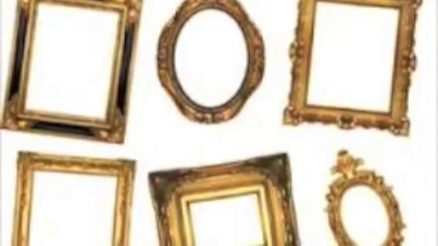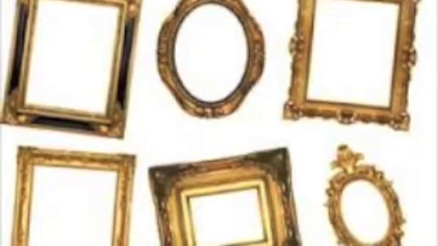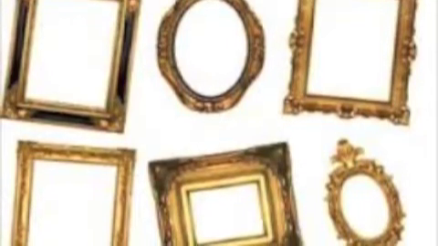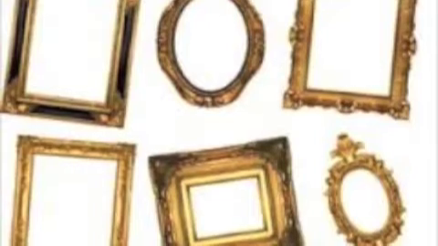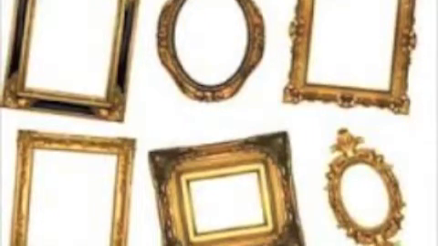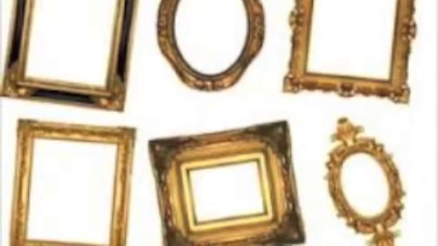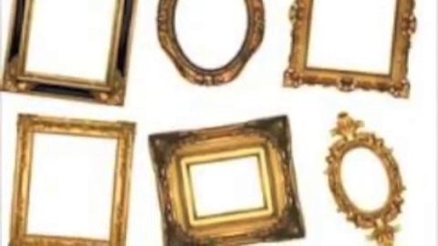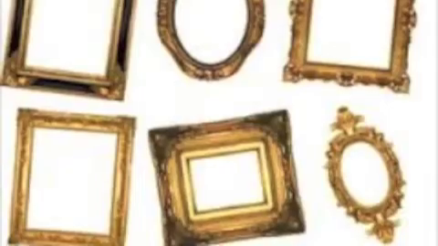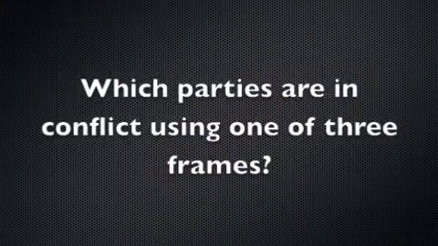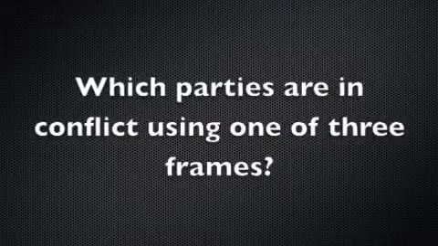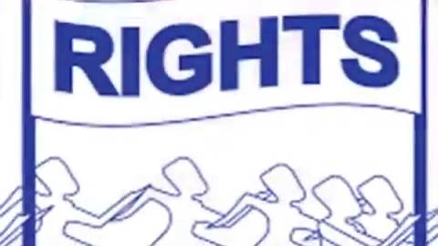How do frames work in negotiation? Negotiation can use more than one frame. Mismatches in frames between parties are sources of conflict. Parties negotiate differently depending on the frame. Parties in conflict use one of three frames: interest, rights, and power.